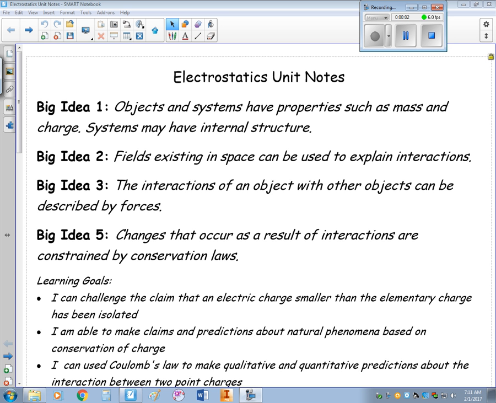This is video 1 for the electrostatics unit. For this unit, we have these four big ideas. First big idea: objects and systems have properties such as mass and charge. The systems may have internal structure.